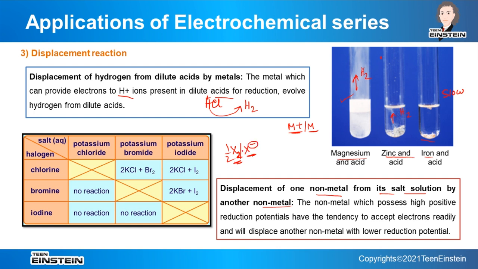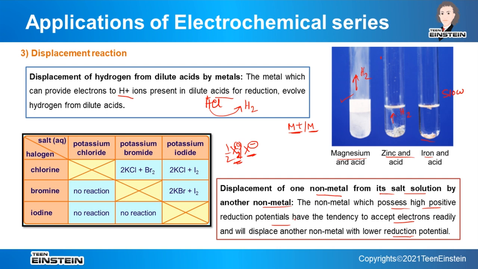Here we have more electron, here it is zero oxidation state, so it is represented in this way. So the non-metal which possesses high positive reduction potential will obviously accept electrons. That means they will act as oxidizing agents and they will displace another non-metal with lower reduction potential.